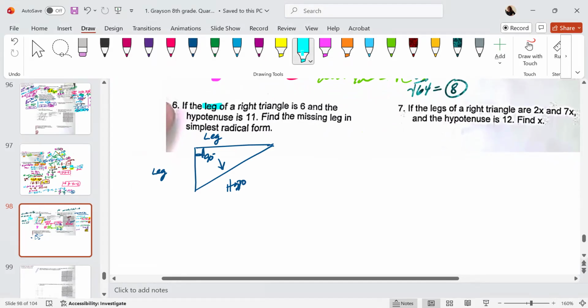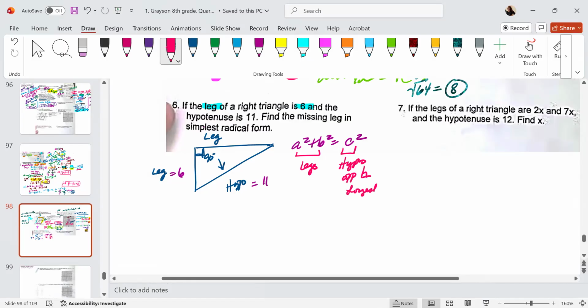So, the leg of our triangle is 6, so one of them is 6. And the hypotenuse is 11. Find the missing leg in the simplest radical form. Remember, this is a squared plus b squared equals c squared, correct? A and b, these are legs, correct? C is the hypotenuse, which is opposite of the right angle, and it's also the longest side, correct?